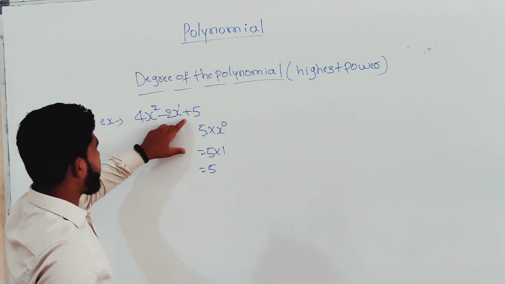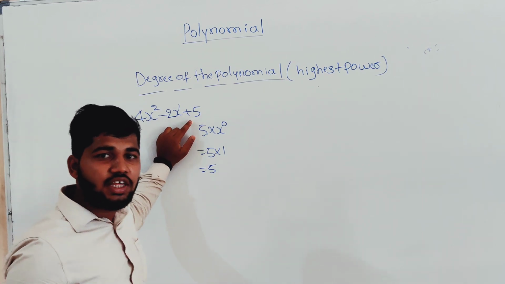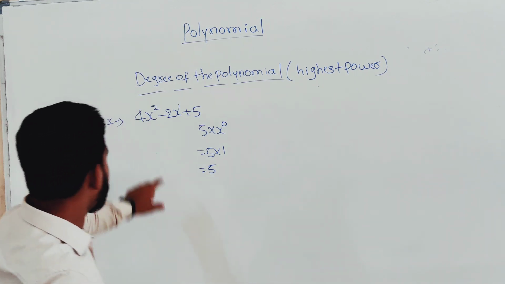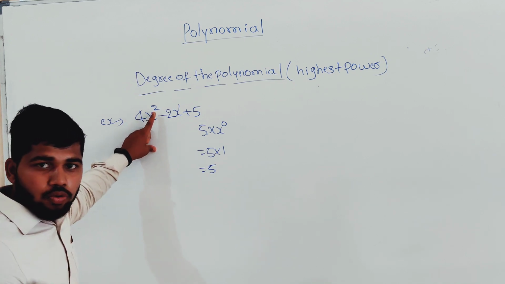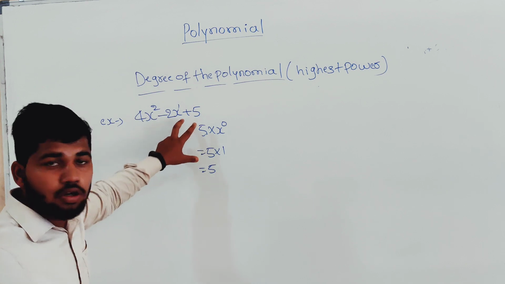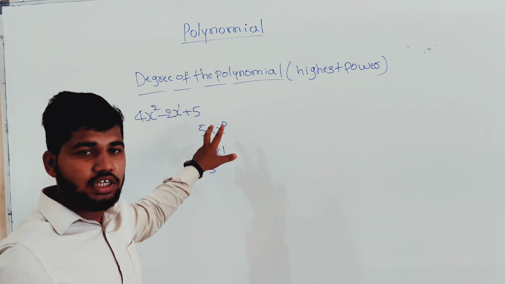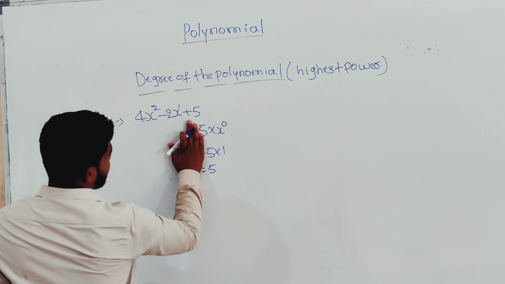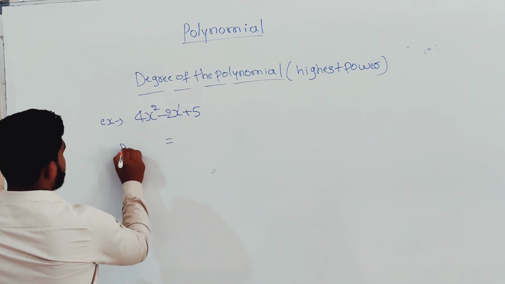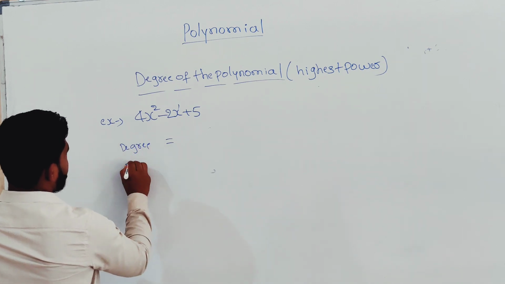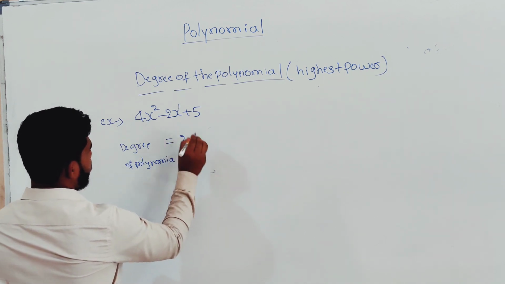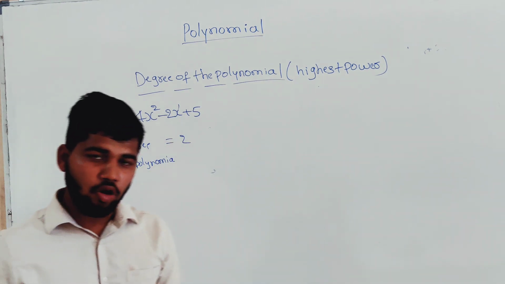4x squared minus 2x plus 5. Here, which has the highest power? 4x power 2 has the highest power compared to the other two terms. And what is the degree of the polynomial? The degree of the polynomial is 2.